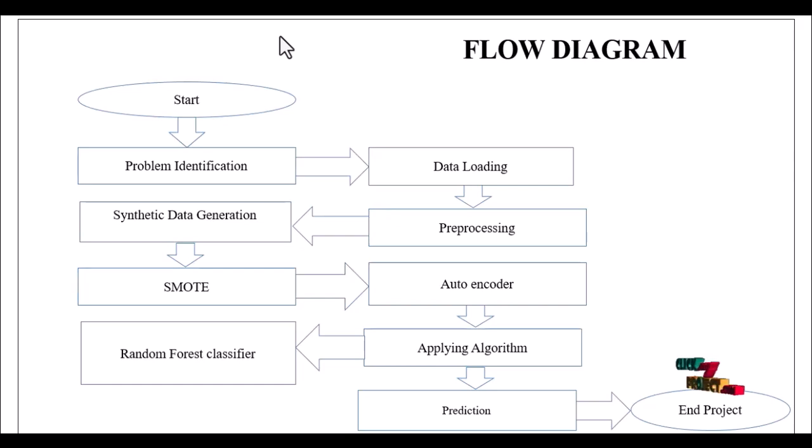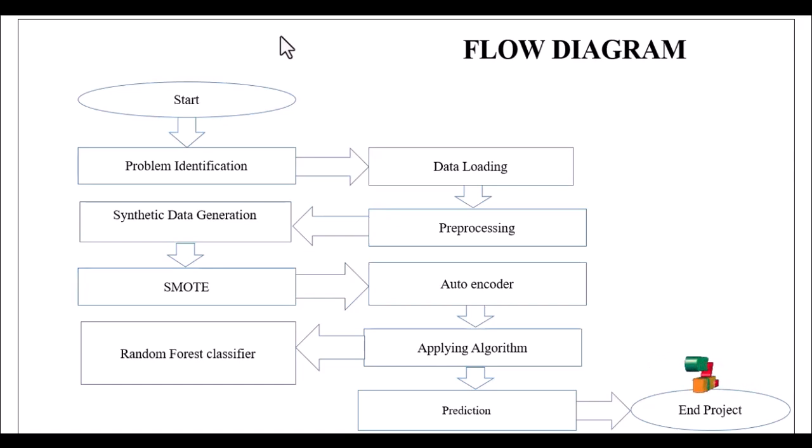This is the flow diagram of our project. First, we move to the problem identification. Using problem identification, we find the healthy and non-healthy details from the default, or inbuilt, data. After that, we collect the data, do pre-processing and splitting in the same process, and move to the synthetic data generation.